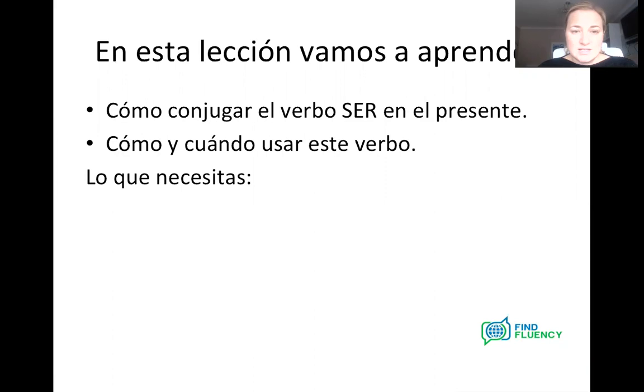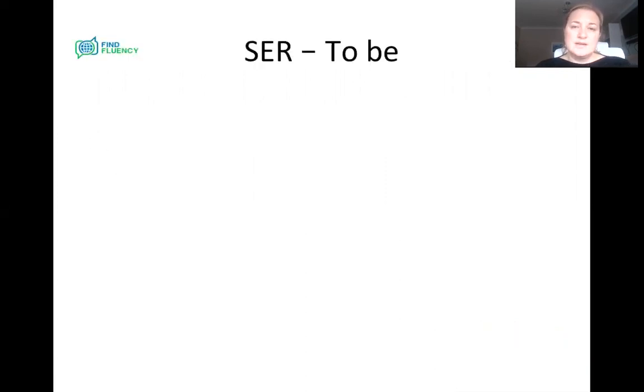Lo que necesitas, what you need, como siempre es un boli o un lápiz y papel. So all you need is a pen or a pencil and some paper. Okay? You don't need anything fancy to take part in this.